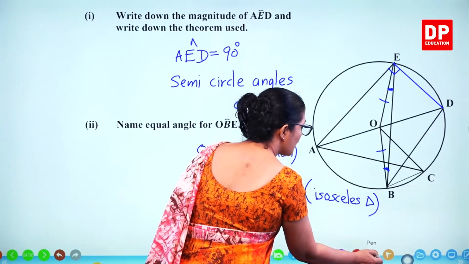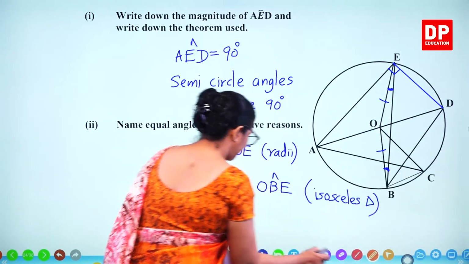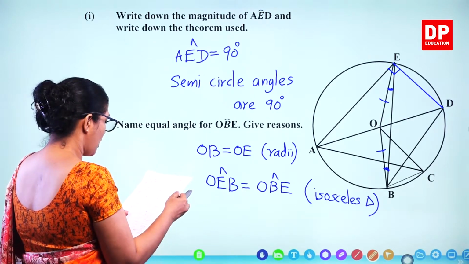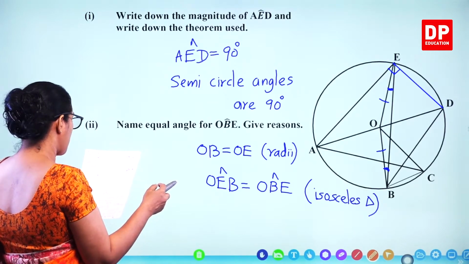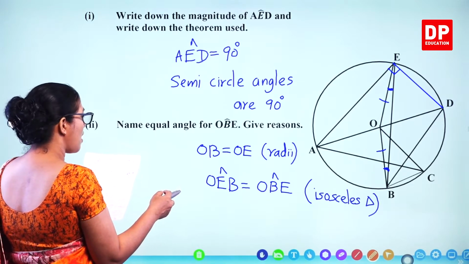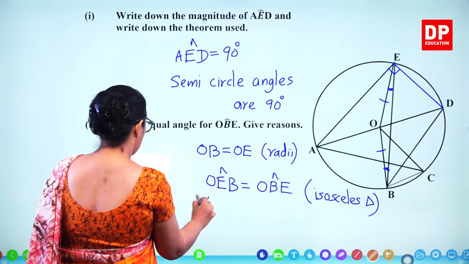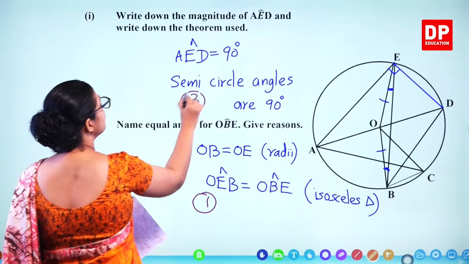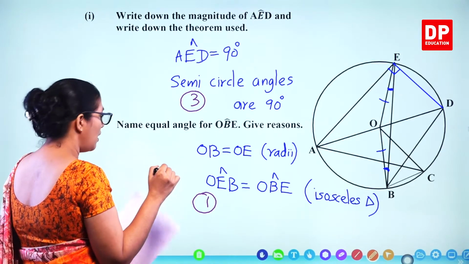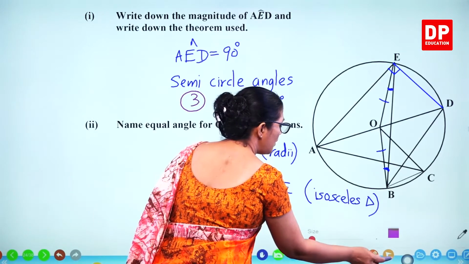So how many marks for that? So you are getting 3 marks and 1 mark for this one. 1 mark and 3 marks there. And let's take the next one.